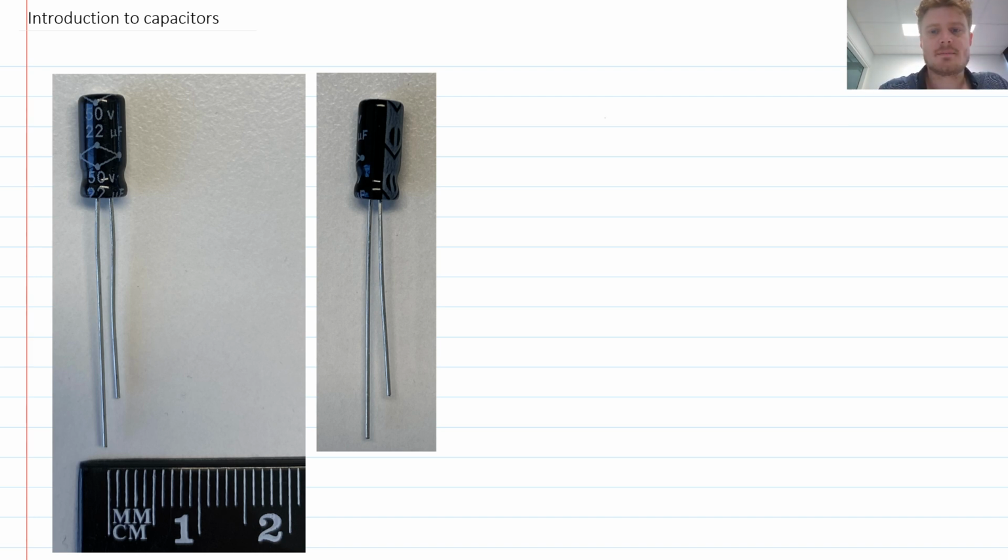Suppose that I take a metal plate and I have a wire attached to that metal plate, and then I take another metal plate, basically the same kind of size, and I put it really close to the first one, and it also has a wire attached to it. Then I have made a device which is called a capacitor.